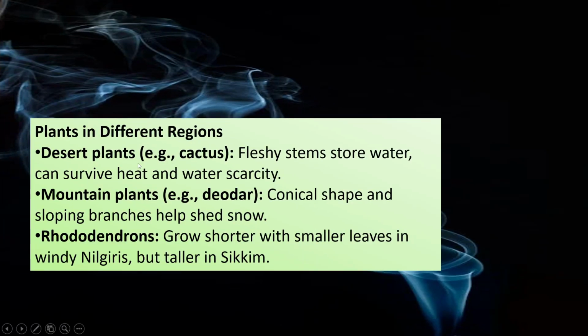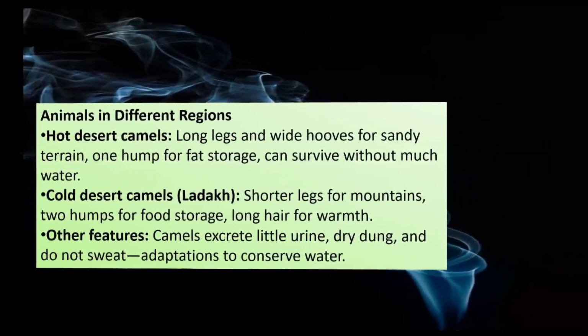Plants in different regions. Desert plants, mountain plants, rhododendrons. Desert plants, example cactus, fleshy stems store water, can survive heat and water scarcity. Mountain plants, deodar, conical shape and sloping branches help shed snow. Rhododendrons grow shorter with smaller leaves in windy Nilgiris but taller in Sikkim.